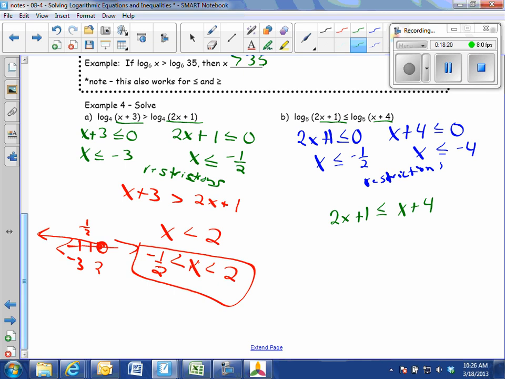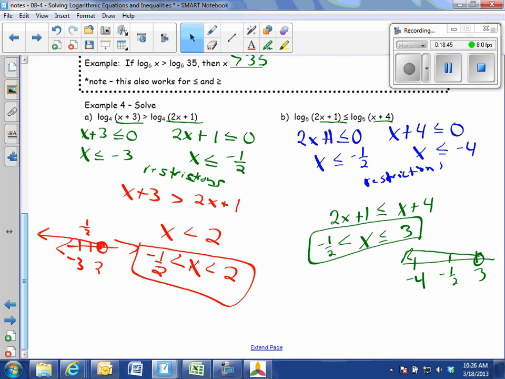Alright, so in this case, if I solve the green part, what do we get? X less than or equal to 3. Next, I would make a quick line. Here's 3, here's negative half, here's negative 4. If x is less than 3, it's going to go this way. What's the first restriction it's going to hit? Negative half. So x has to be greater than negative half. It can't go past it.